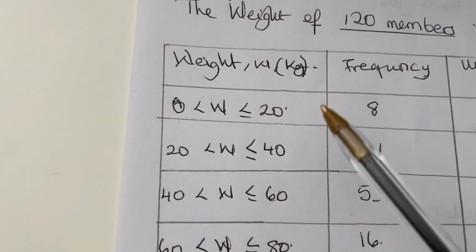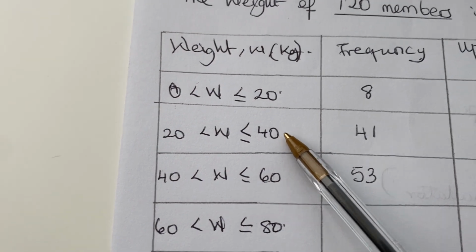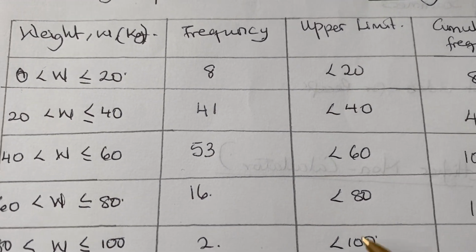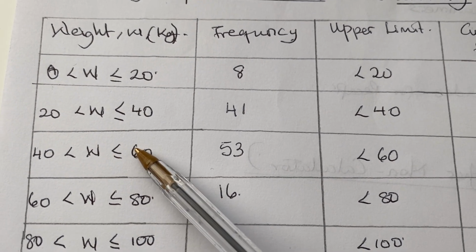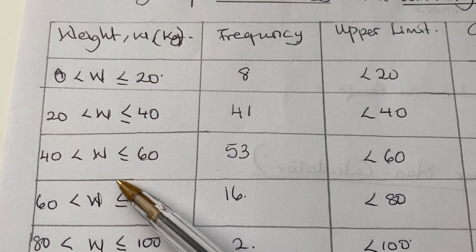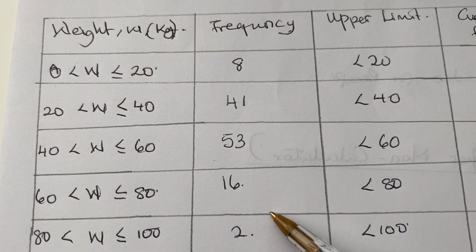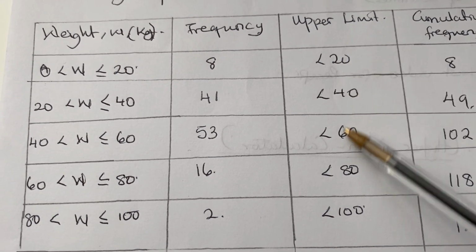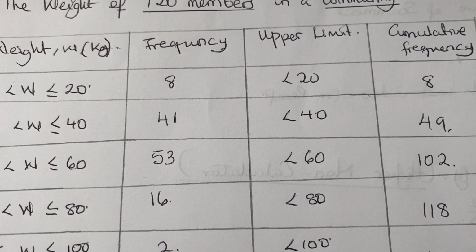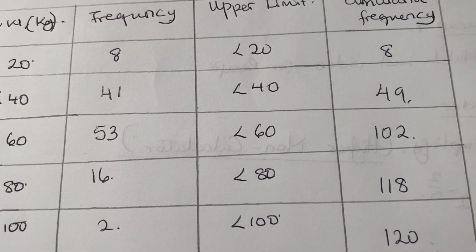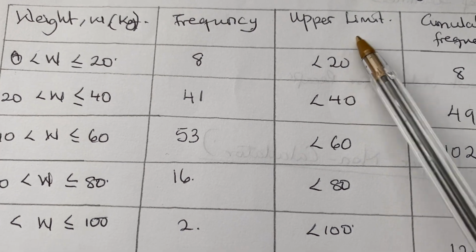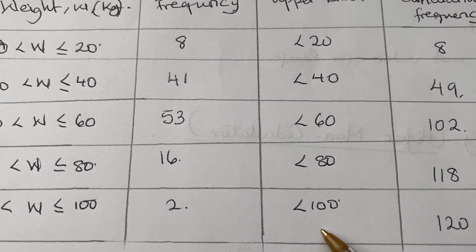So this is weight in kilograms. That is the frequency, and that is my upper limit. They gave me this and this column, and then I had to do the upper limit and the cumulative frequency. So I had to fill that in. Now the upper limit goes on the x-axis.